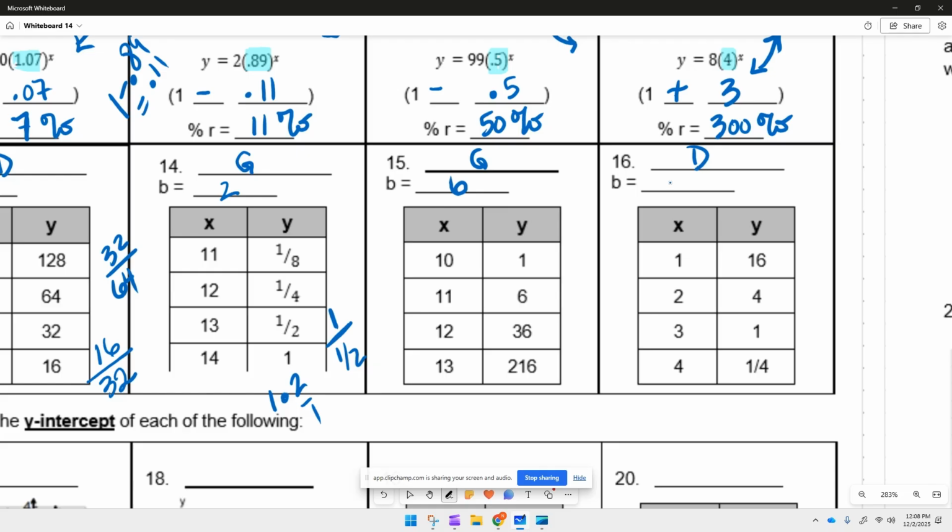So 1 divided by 4, that is 1/4. 4 divided by 16, that's 1/4. 1 divided by 4, 1/4. 1/4 divided by 1 is 1/4. Does that make sense?